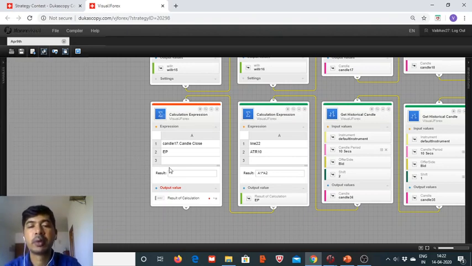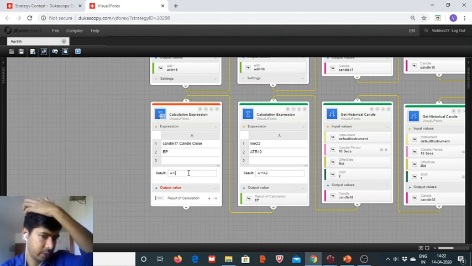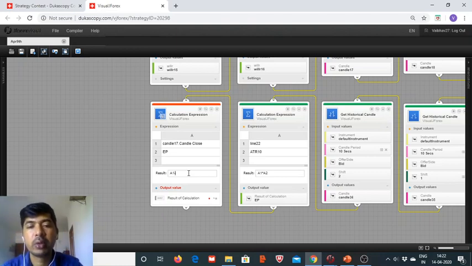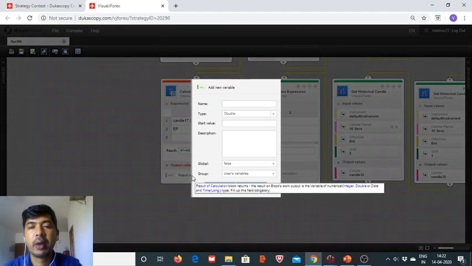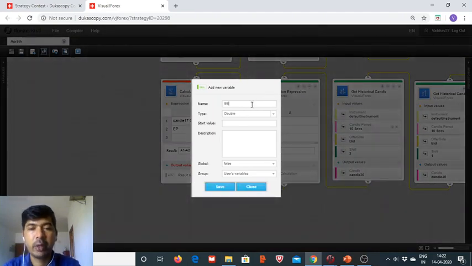So what we are going to do now is candle 17 close, A1 minus EP. So it will deduct 10% of the ATR range from the last candle close, A1 minus A2, and this will be our buy entry point, BEP.